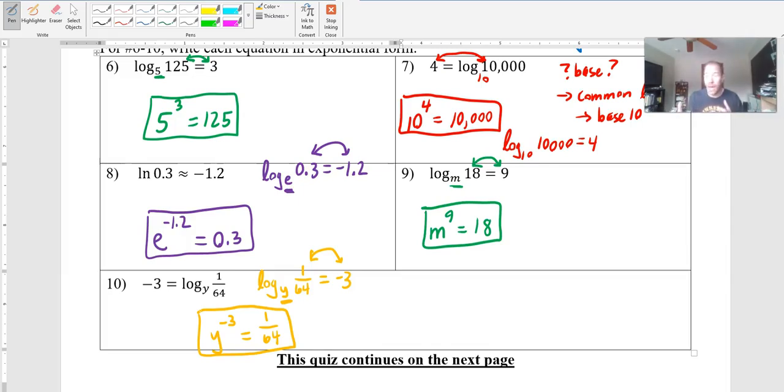So that's just the basics of exponential equations and logarithmic equations and how they're inverse operations or inverse functions of each other. They're related there. So I hope that helps you.